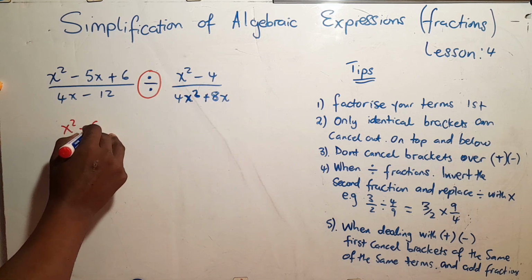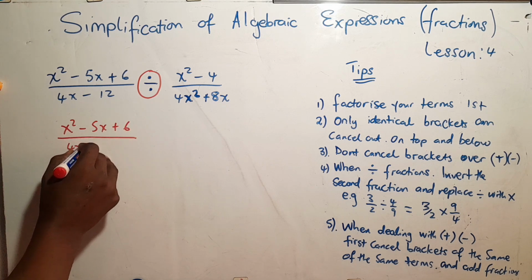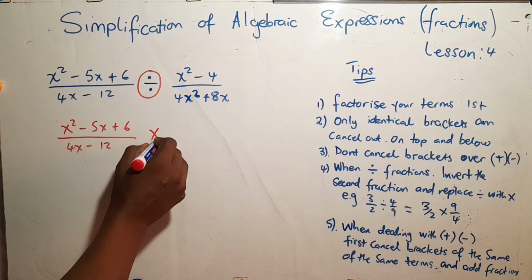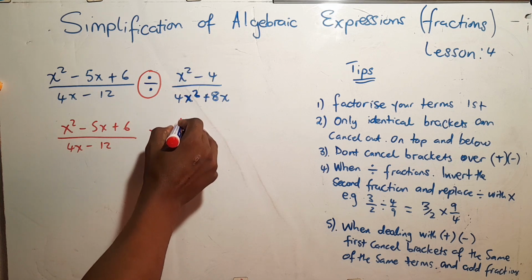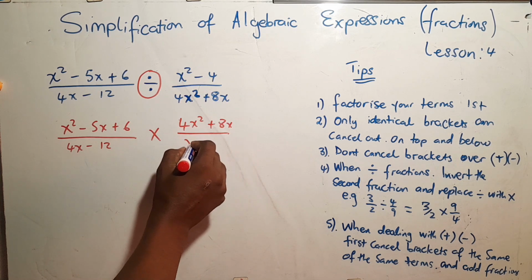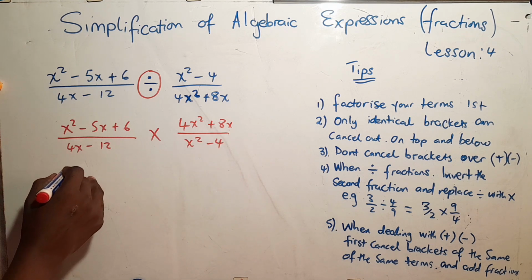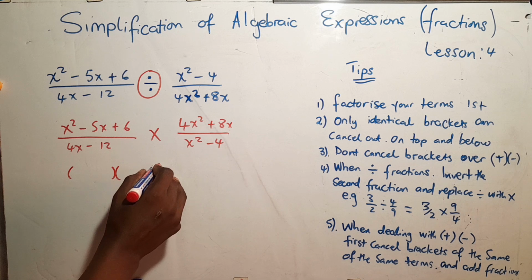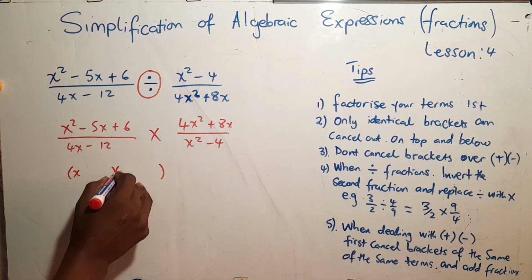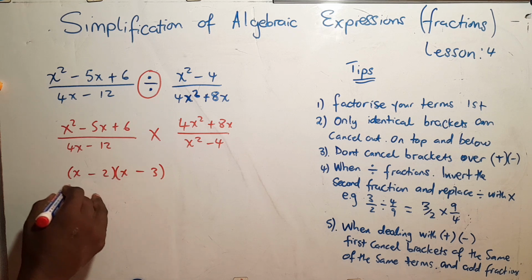This is x squared minus 5x plus 6 all over 4x minus 12, and then multiplied by, now this fraction will change, so 4x squared plus 8x all over x squared minus 4. So now we can factorize this. Factorizing this will be x, and then your 3, 2, minus and minus.